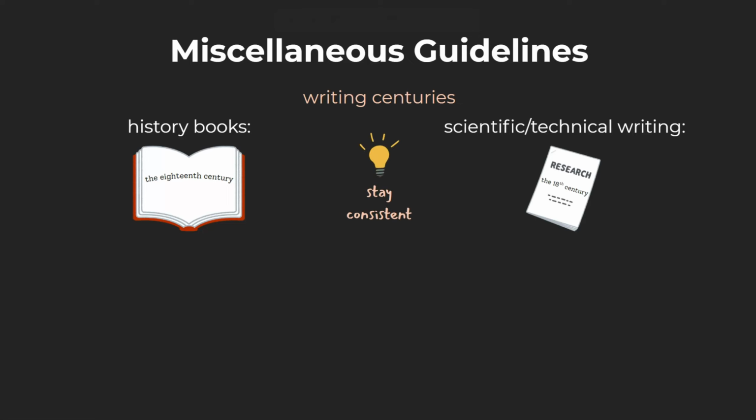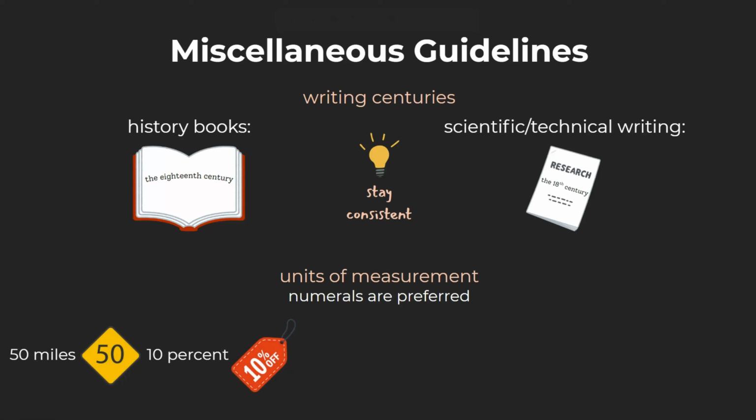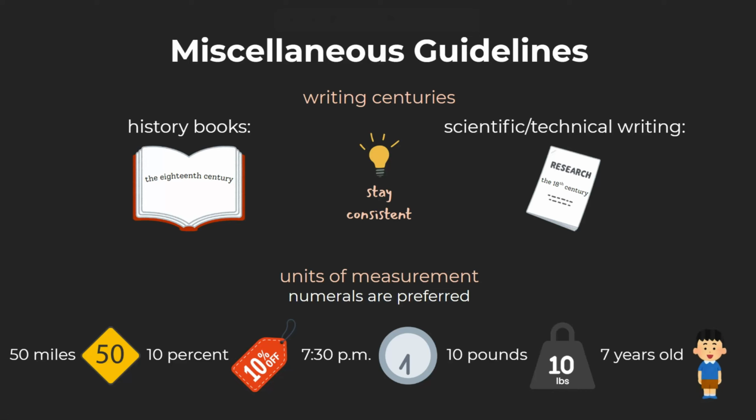Another point worth mentioning is the use of numerals with units of measurement, including dates, addresses, percentages, and time. In general, when using units, numerals are preferred. For example, 50 miles, 10%, 7:30 p.m., 10 pounds, 7 years old, etc.